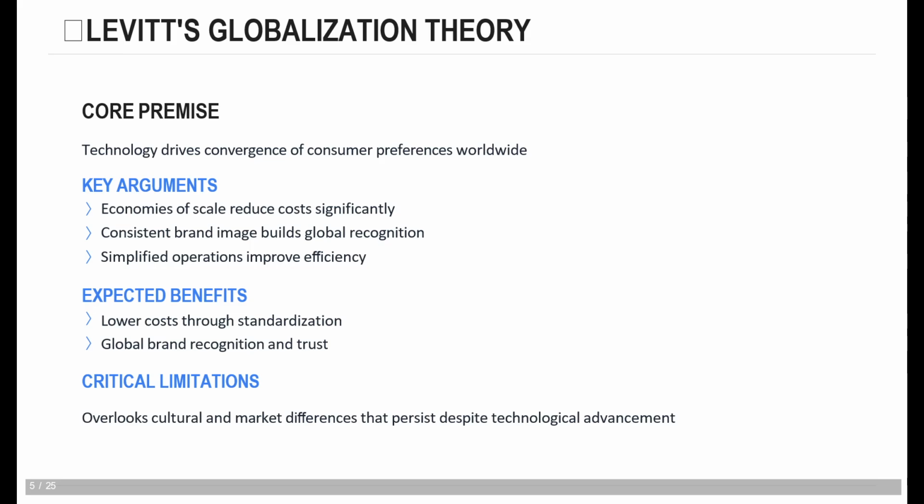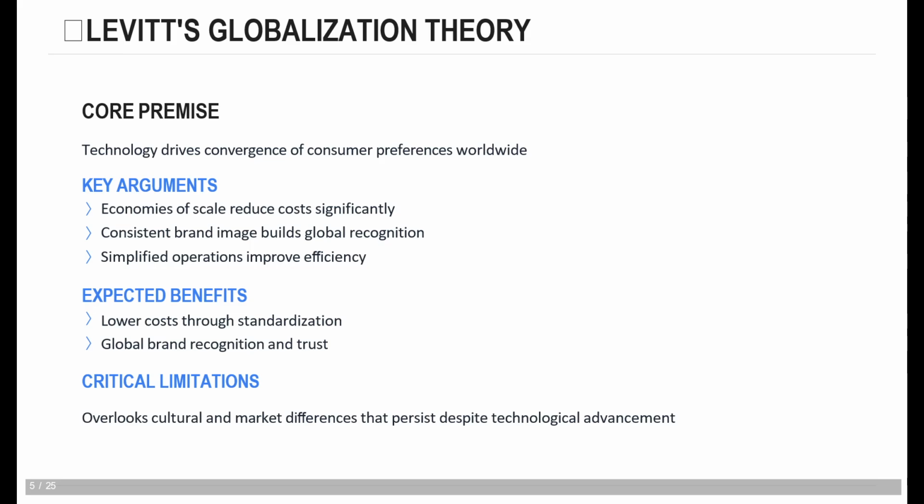Standardized products and marketing can achieve massive economies of scale. Consistent brand image builds global recognition and trust. Cost savings from unified production and advertising can be invested in innovation or price competitiveness. The strategic focus here is that companies should minimize local variations and focus on a single global offering. The expected benefits of this focus are lower costs, simplified operations, and a strong unified brand.